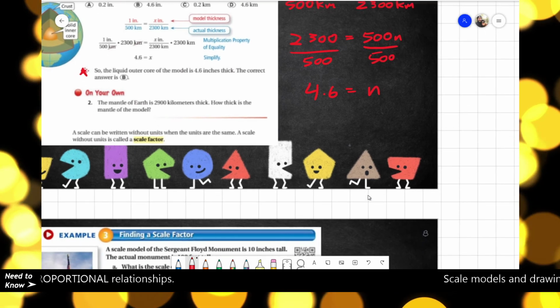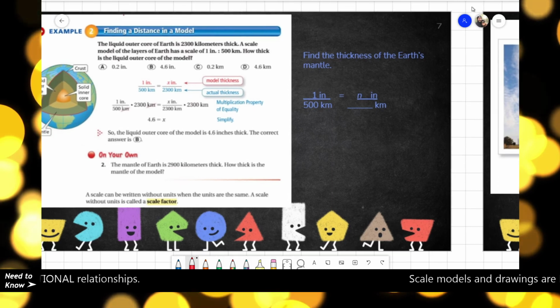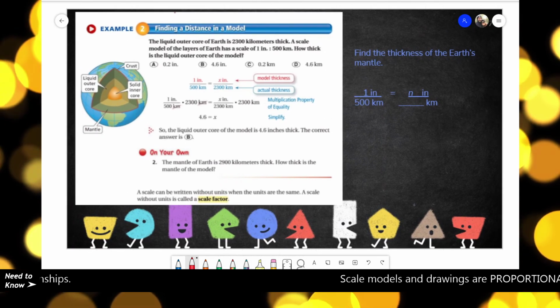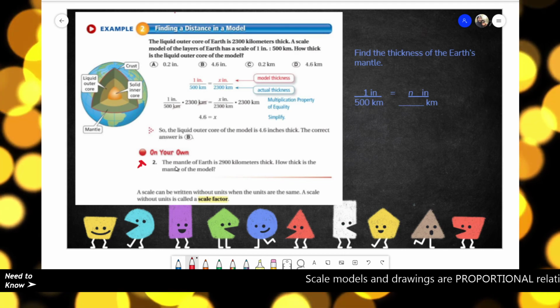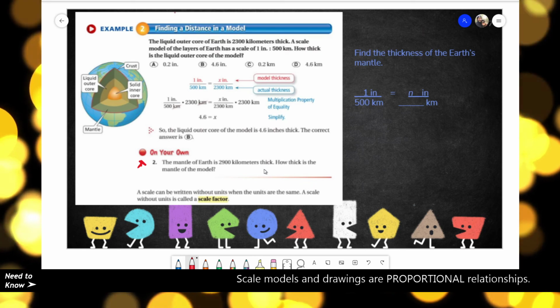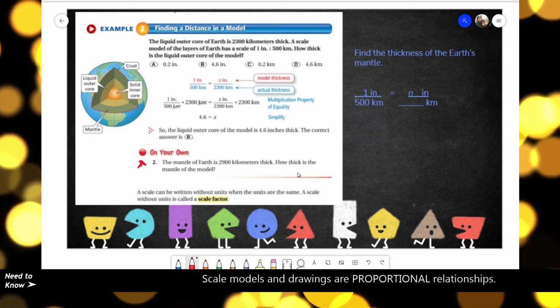So now, let's set you up and you're going to solve for another problem. You're going to do number 2 here, where it says on your own. The mantle of the Earth is 2,900 kilometers thick. So that's in the real world. How thick would the mantle of the model be?